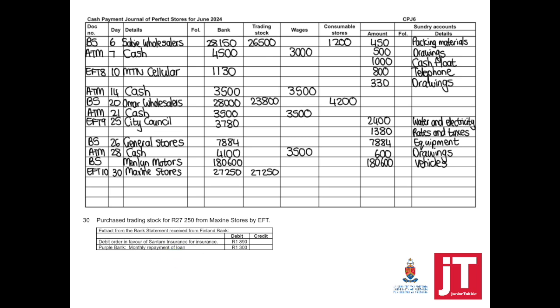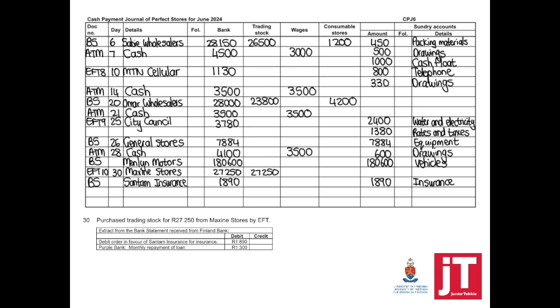So the first transaction that we need to show, the source document, bank statement. Who did we pay? Santam Insurance. How much should we pay? 1,890 for insurance. The second part, Purple Bank, monthly repayment of loan.